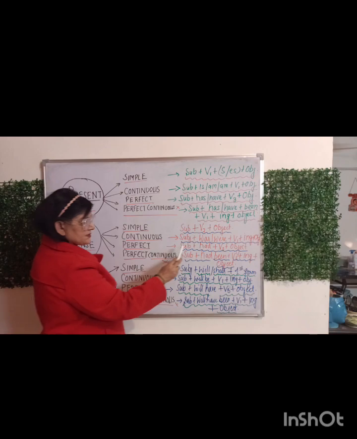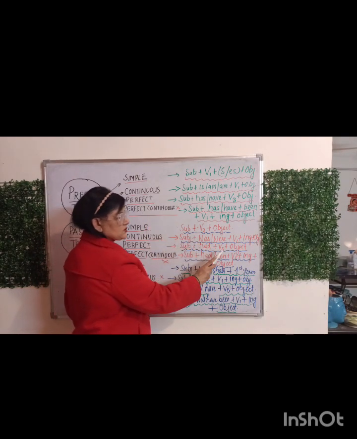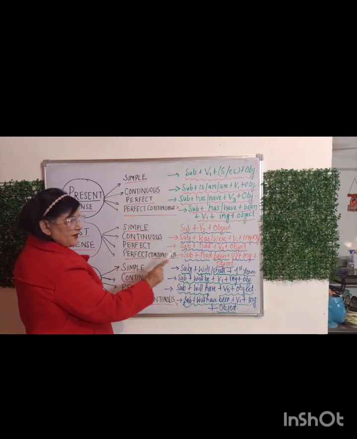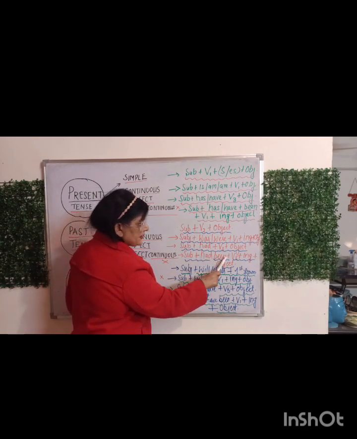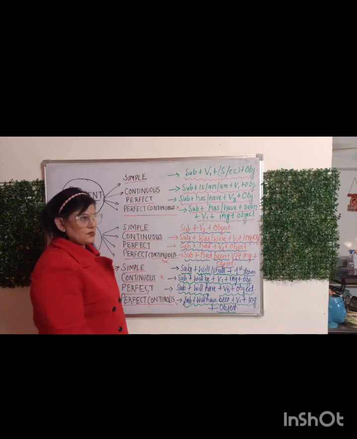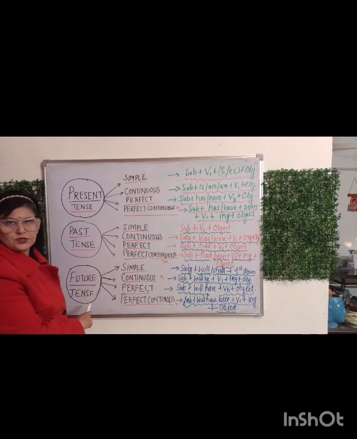And past perfect, subject plus had plus V3 plus object. Now for past perfect continuous tense, it will be subject plus had been plus V1 plus ing plus object. So I hope you have understood this, and let's move to the next one, that is future tense.